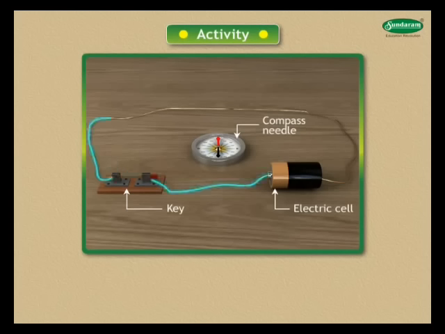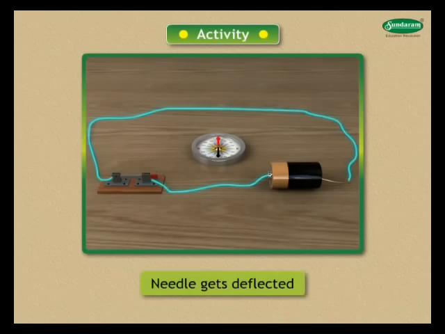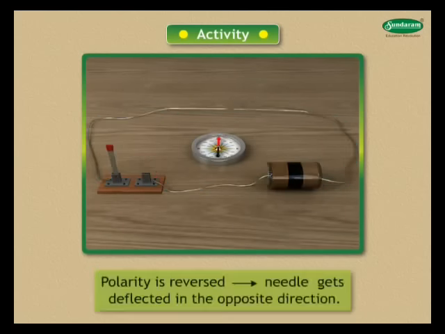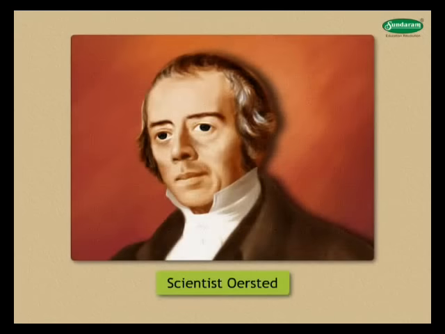In the above activity, it is observed that the needle gets deflected when we press the key. If the polarity is reversed, the needle gets deflected in the opposite direction. Thus, if a current is passed through a wire, a magnetic field is produced near it. This was discovered by the scientist Ørsted. He showed that electricity and magnetism were related phenomena.